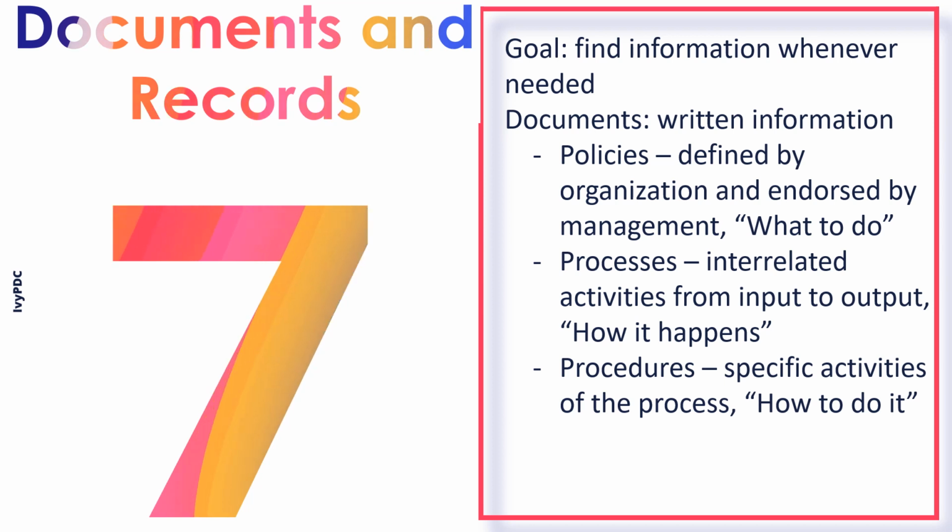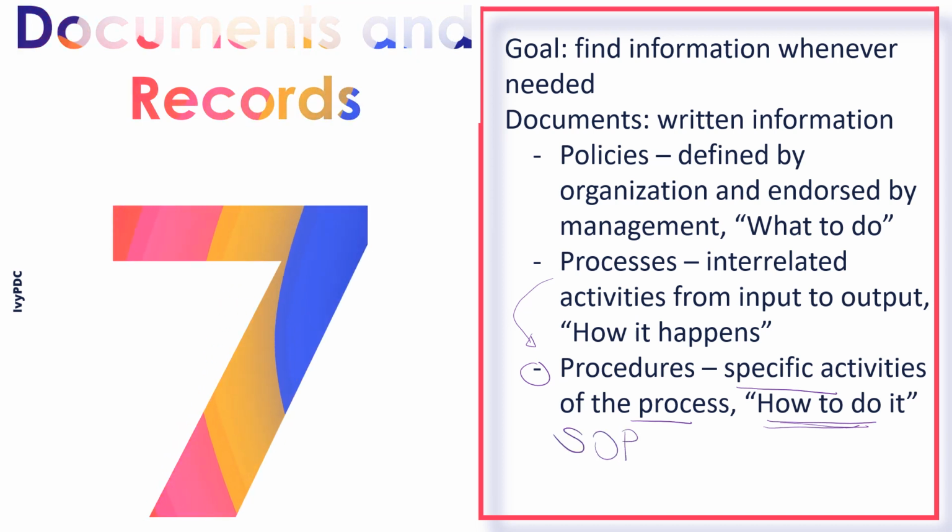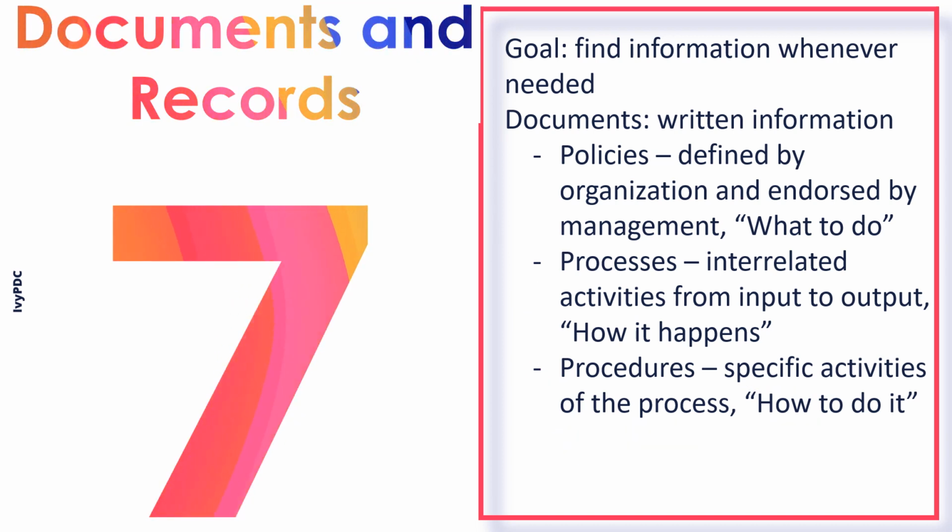Next would be the procedure. A procedure is a specific activity of the process. So it's more specific. A procedure is more specific than the process. This is the one that tells you how to actually do it. The laboratory is very familiar with this because these are the step-by-step instructions on how you can perform the activity, and we call these the standard operating procedures. Those are the different documents.